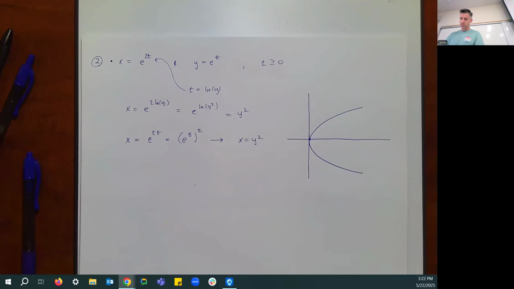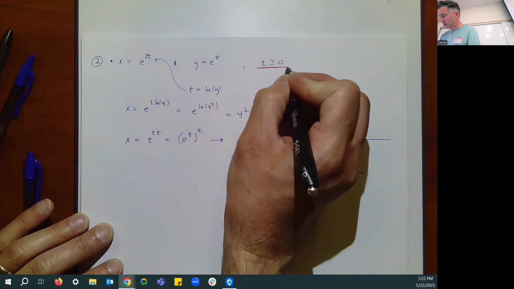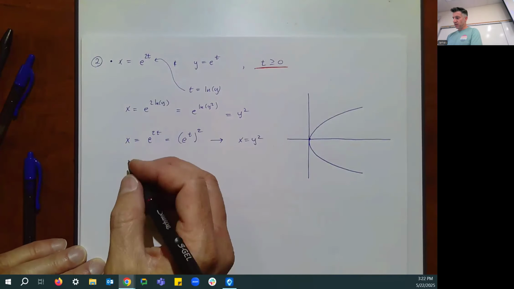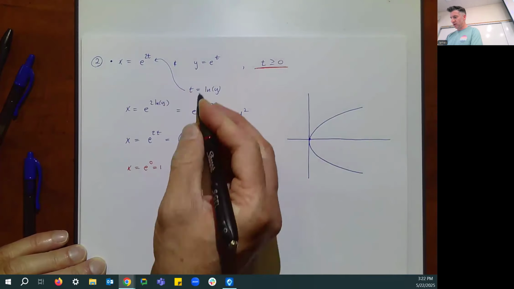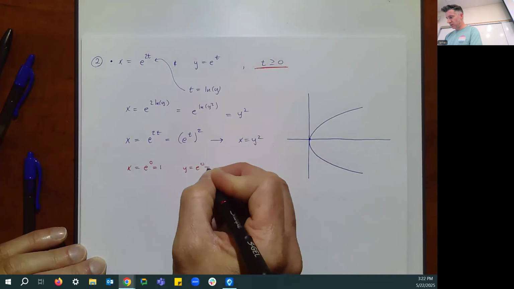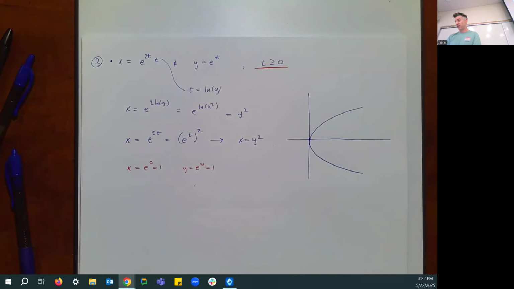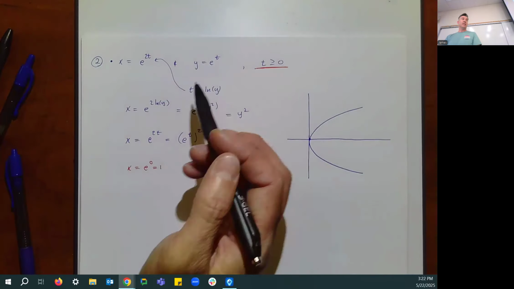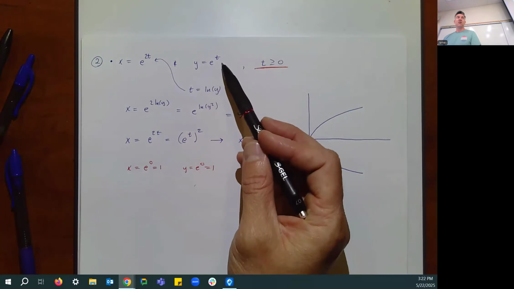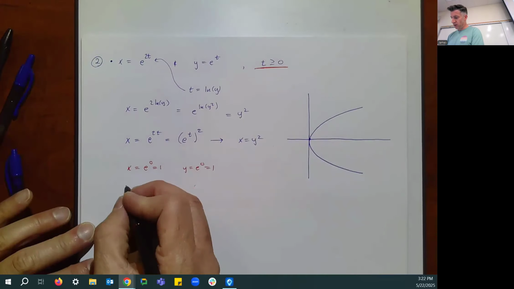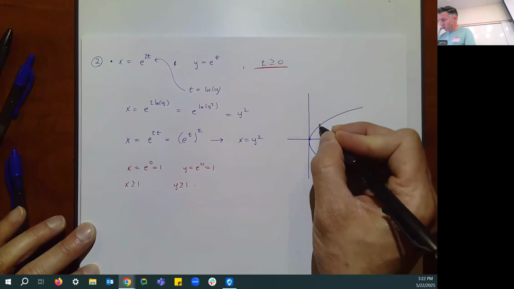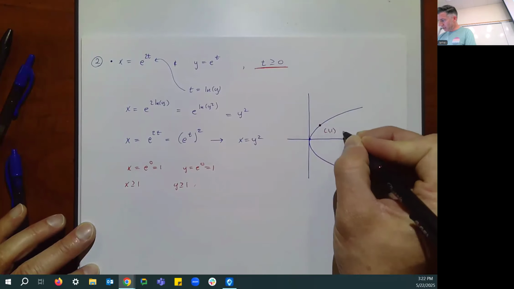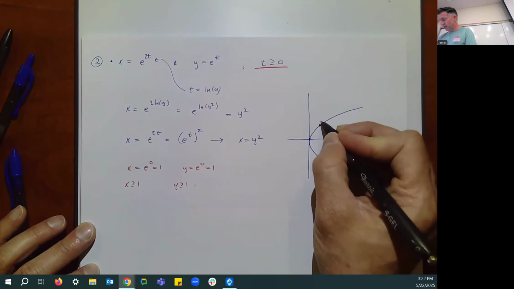So if I focus in on the fact that t needs to be greater than or equal to 0, that means the smallest x can be is e to the 0, which is 1, and the smallest y can be is e to the 0, which is 1. In fact, y here is never negative. If y is e to the t, y is never negative. So for sure, x is bigger than or equal to 1, y is bigger than or equal to 1. So we're starting over here at (1, 1) when t is equal to 0, and then we're moving that way.